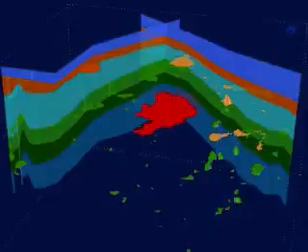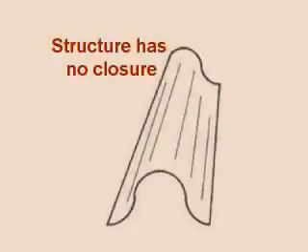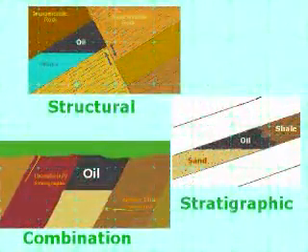Another thing a trap must have is closure. There must be a complete closure to make sure the oil does not migrate around it. Here is an example of a partial trap. It looks like an anticline, but it has no closure. The hydrocarbon drops can easily migrate out the back and are lost. The best traps are shaped like a bowl that keeps the hydrocarbons trapped inside.